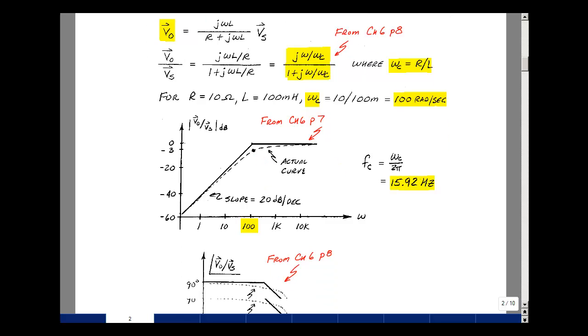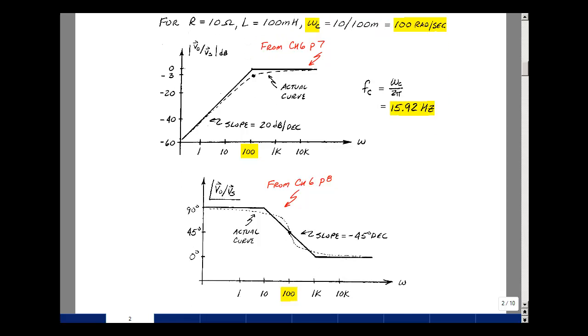We also, from the general form, sketched the angle, and that was on page 8 of Chapter 6, where if we go back to omega C, and go back a decade, we're about 90 degrees. If we go forward a decade, we're roughly at about 0 degrees. And the slope between these two is 45 degrees per decade, but negative. And this is supplemental problem 6.2.